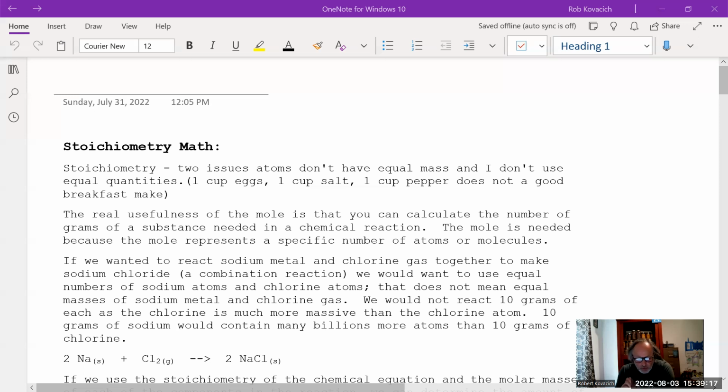So the real usefulness of the mole number is you can calculate the grams of a substance needed for a chemical reaction. So what do I mean by that? I mean that if I've got some substance and another substance, and I want those two things to react, how do I know how much to put in the container to allow them to react together? And the answer is we use stoichiometry and stoichiometric math. So let's do an easy one here.